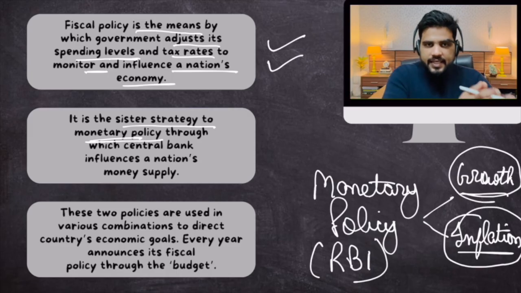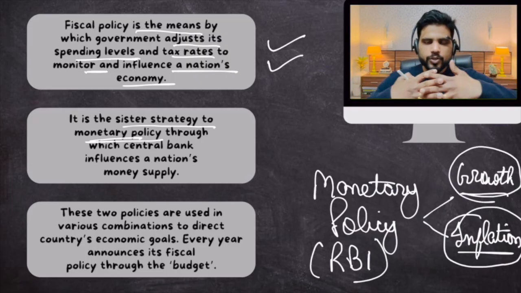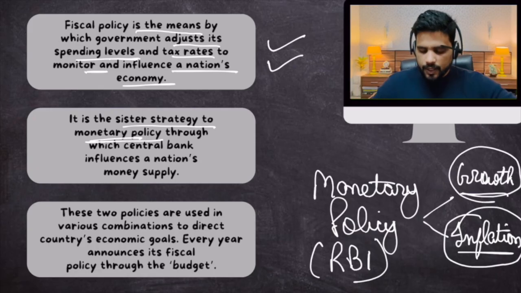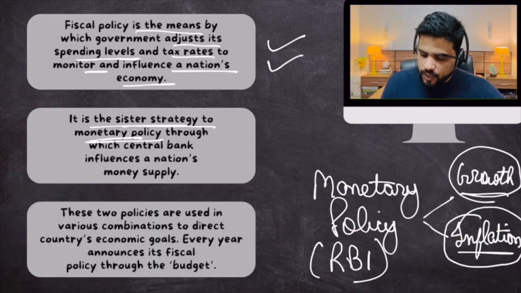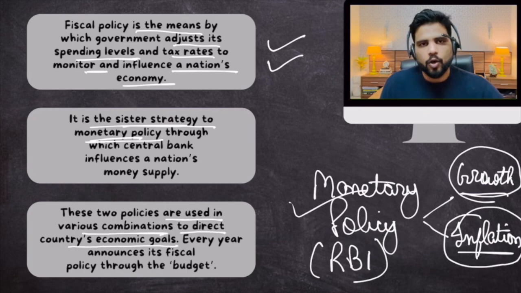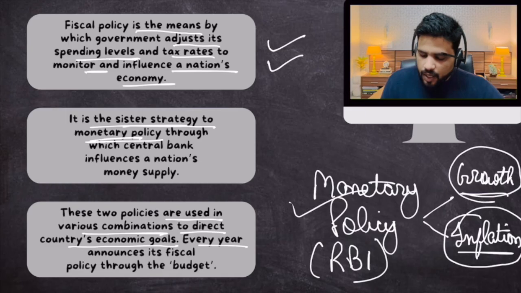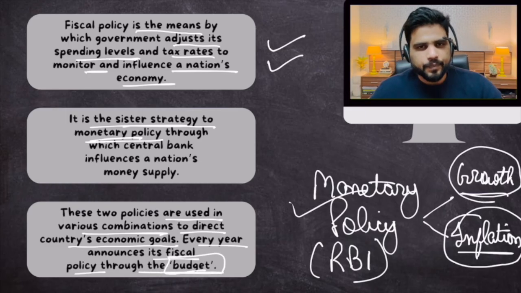If they work in sync, if RBI and government are in sync, okay, sync means they are synchronized, then it benefits the nation. If they are opposite in nature, well, then it harms the nation. Any which way, we'll talk about that later. But it's a sister strategy of monetary policy. These two policies, monetary policy and fiscal policy, are used in various combinations to direct countries' economic goals. Every year, government announces its fiscal policy through the budget. We have discussed that. Clear?